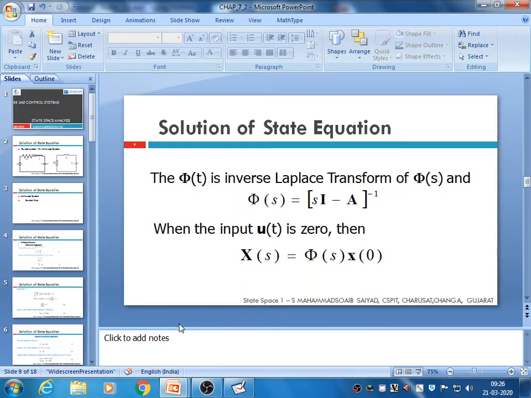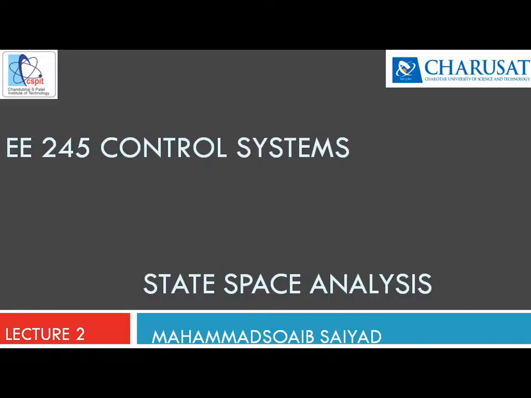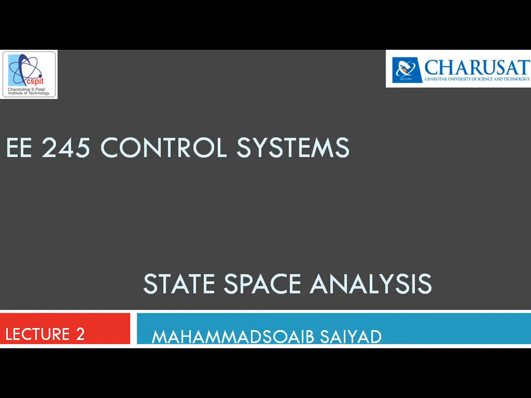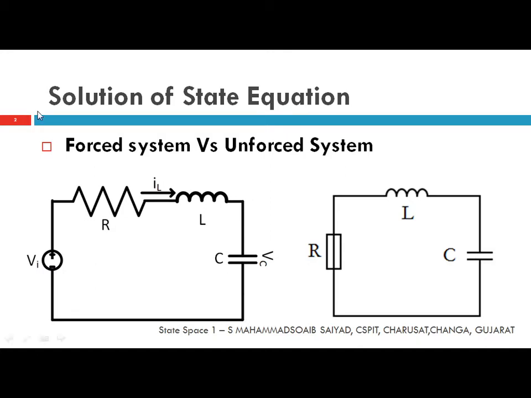In this lecture we will be looking at the solution of the state equation, because we are interested in state space analysis and its solution with the help of some system. So how can we do this? Our system will be of two types: either a forced system or an unforced system. What is the difference between the forced system and the unforced system?